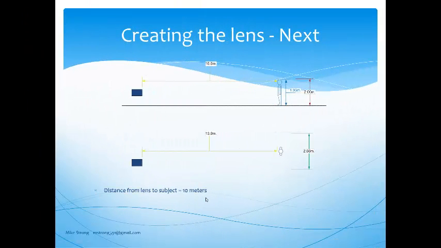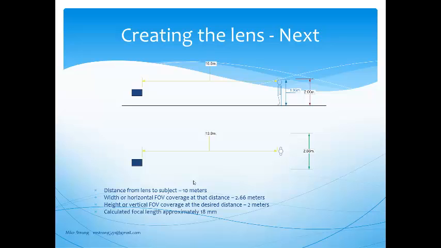Done. Next, we understand that the distance for our purposes to the subject is going to be 10 meters. The width of the horizontal field of view coverage at that distance is going to be 2.66 meters. And next, height, or the vertical field of view coverage at the desired distance, is going to be 2 meters, which is just slightly above the 1.93 meters, which is the standard subject at the 95th percentile. If we run all these calculations, we come up with a field of view on the lens of about 18 millimeters. By the way, we're looking at using a 4:3 format. This is assuming a 4:3 imager format.